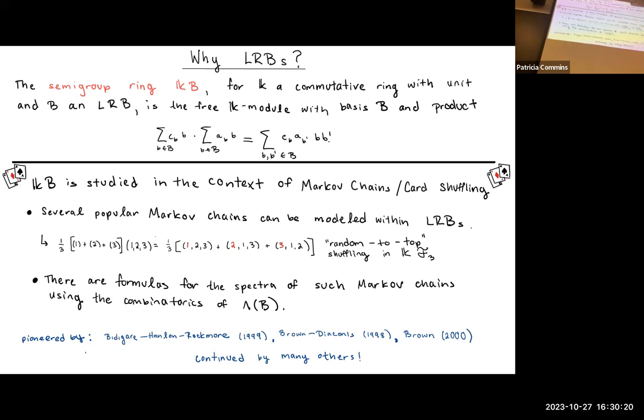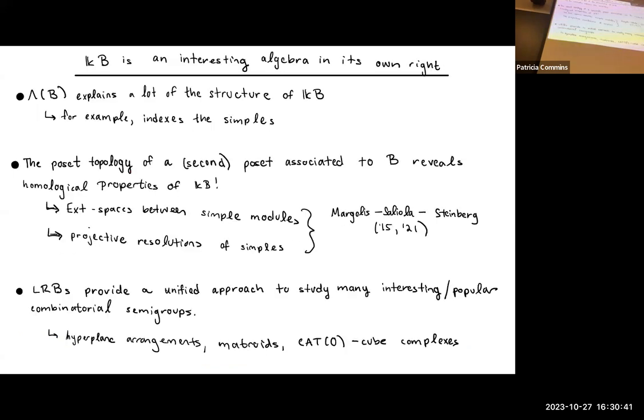But then very soon after, Brown realized there wasn't really anything special to the hyperplane semigroups. You could actually do this process for any left regular band. And I think this is one of the first things that took off the study of the LRBs. And I also think that these are interesting rings to study beyond just Markov chains.